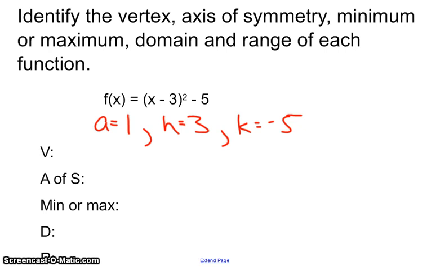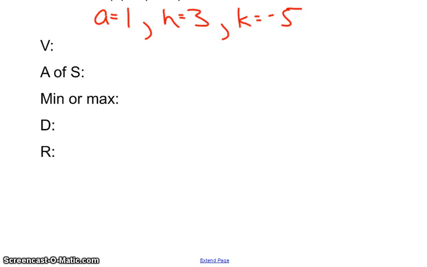All right, so once we list these pieces out, it should hopefully follow and flow very nicely. So our vertex is always just hk, so that's going to be 3, negative 5. Our axis of symmetry is always the x of the vertex, so that's going to be x equals 3.